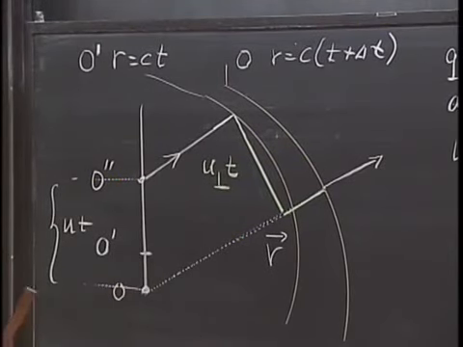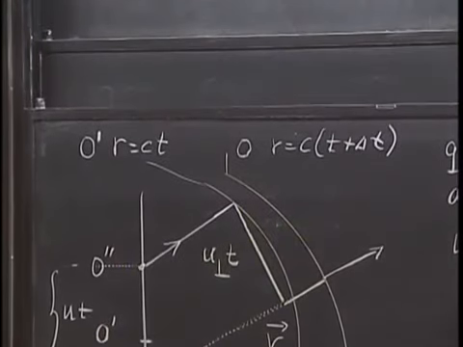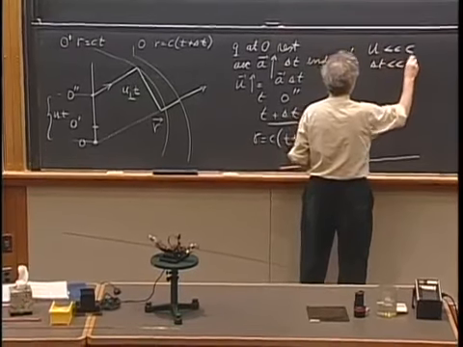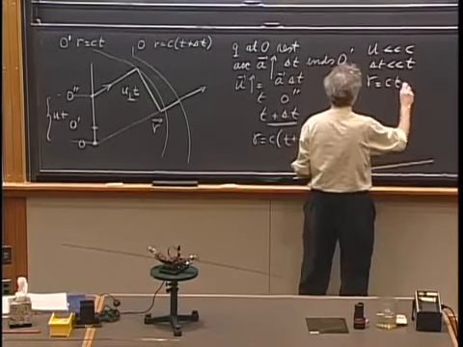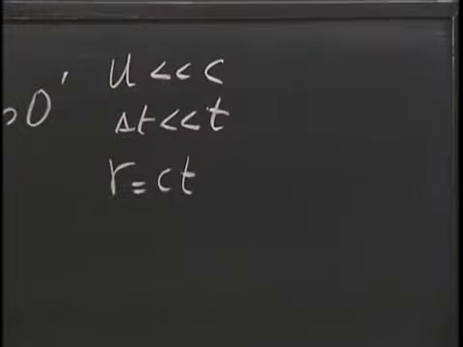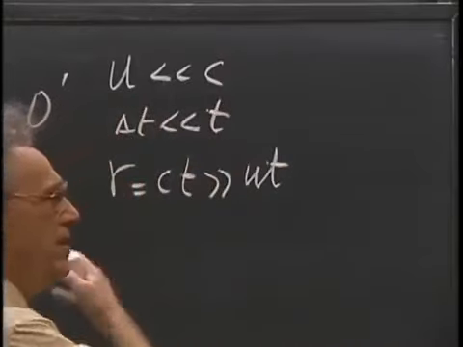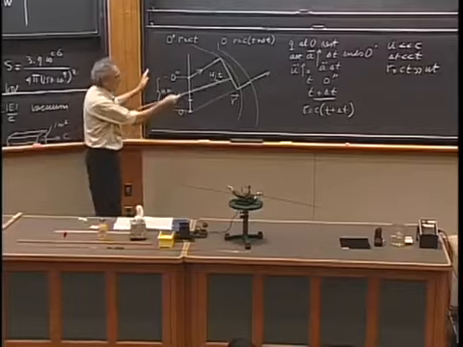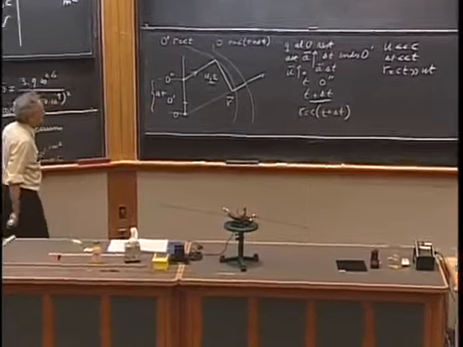Now you may say, well, it wasn't going with velocity u here. I grant you that, but keep in mind in whatever follows that u is way, way smaller than c. Delta t is way, way smaller than t. And so r, which is c times t, is way, way larger than ut. So when you see a little distortion in this picture, I cannot, of course, make delta t way, way smaller than t, because then you wouldn't see any decent picture.